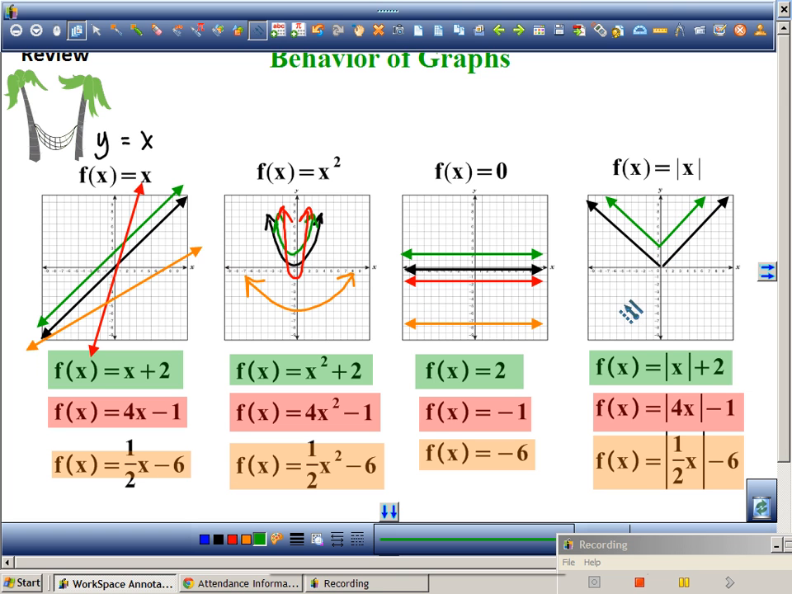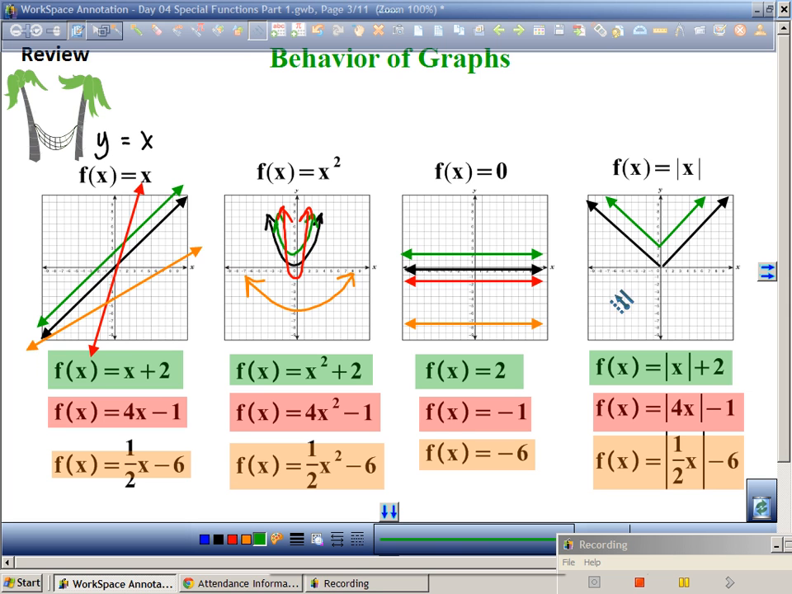How many of you have already seen this explained to you like this before? Okay, so I'm not repeating myself too much.